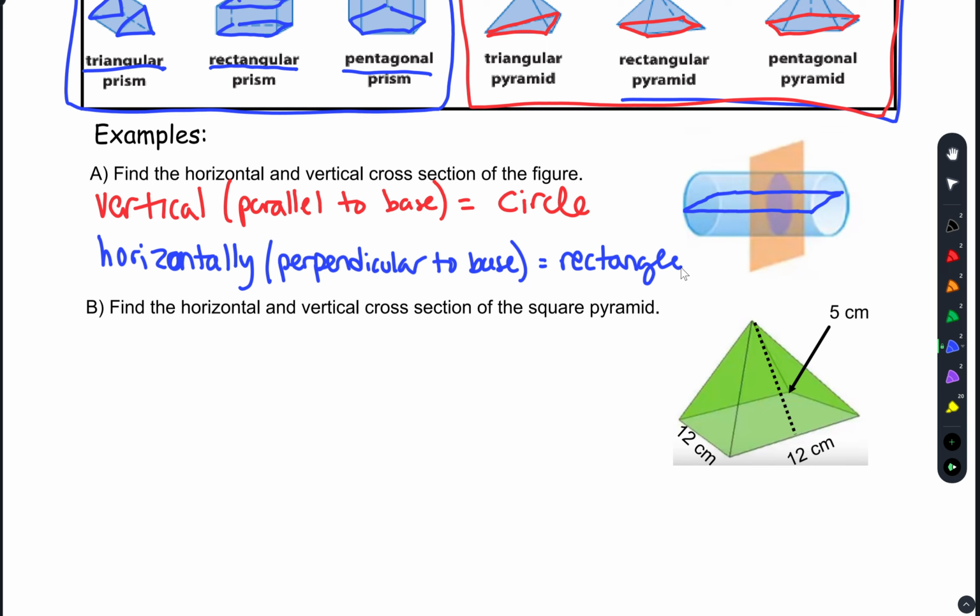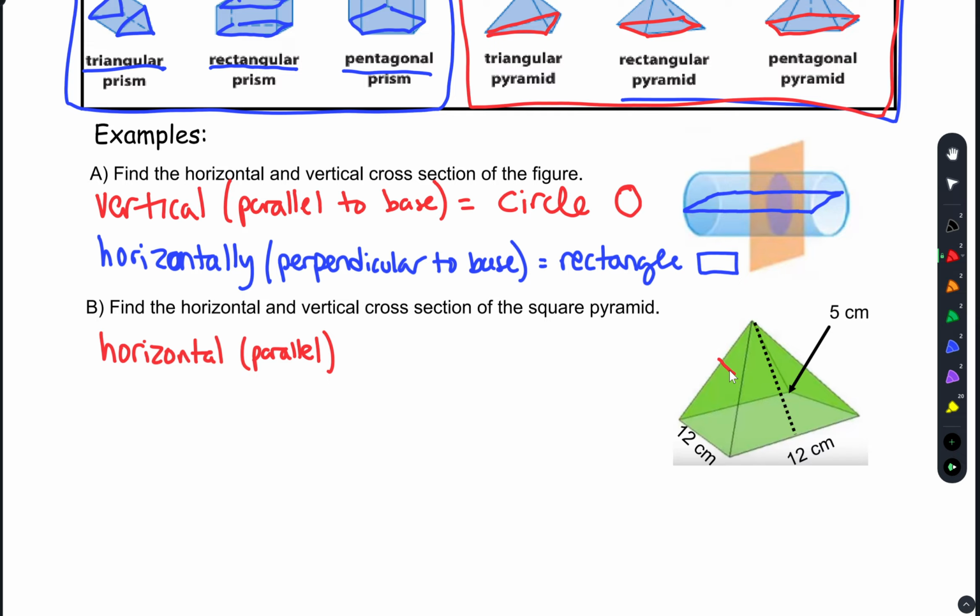A lot of the times in your homework, it'll also ask you to draw the cross-section, so get in the habit of doing that off to the side. Okay, so in letter B, same deal. Find the horizontal and vertical cross-sections. This time, our horizontal one is going to be parallel to the base.